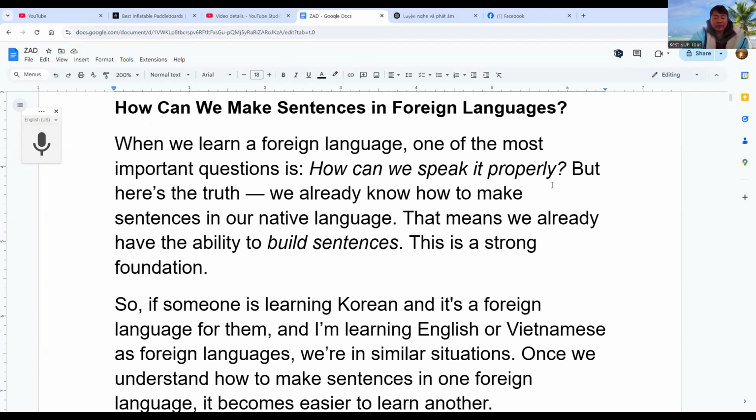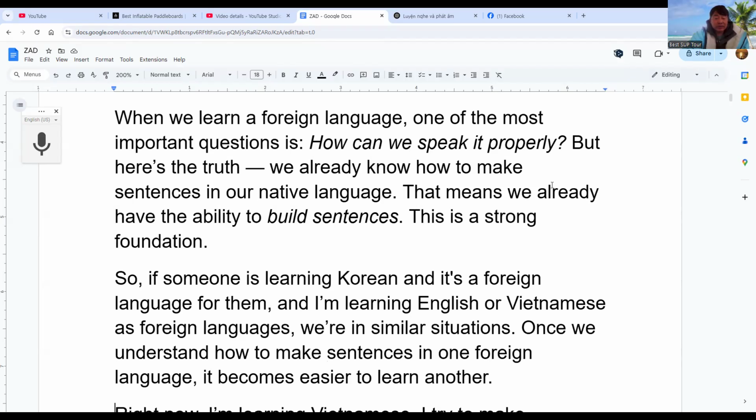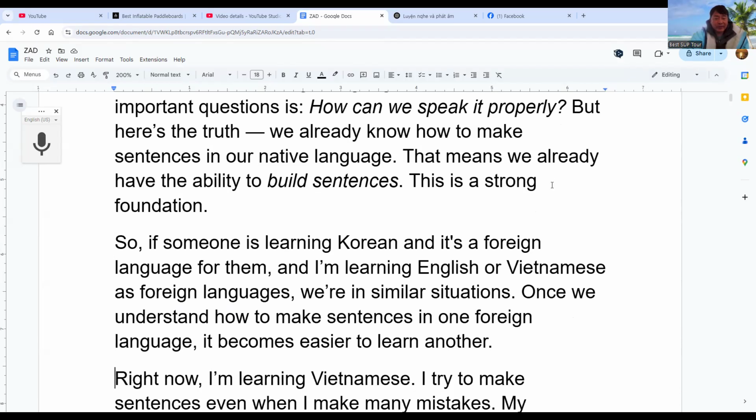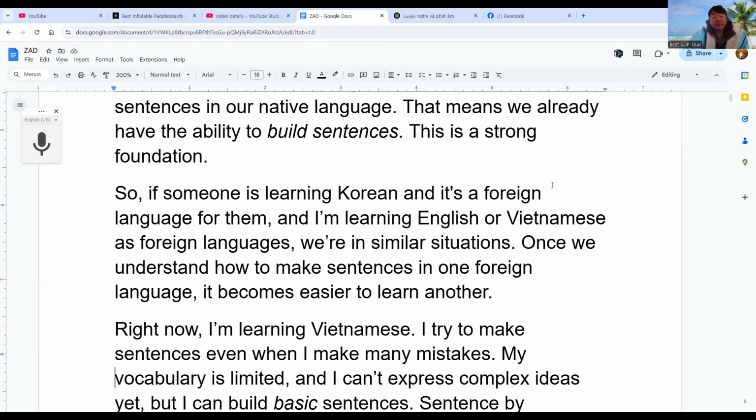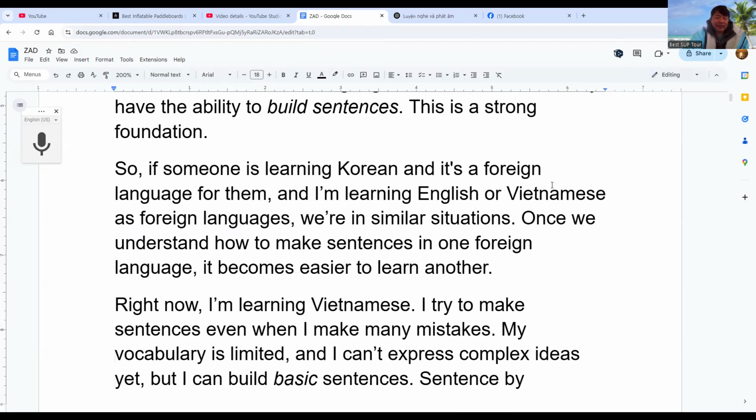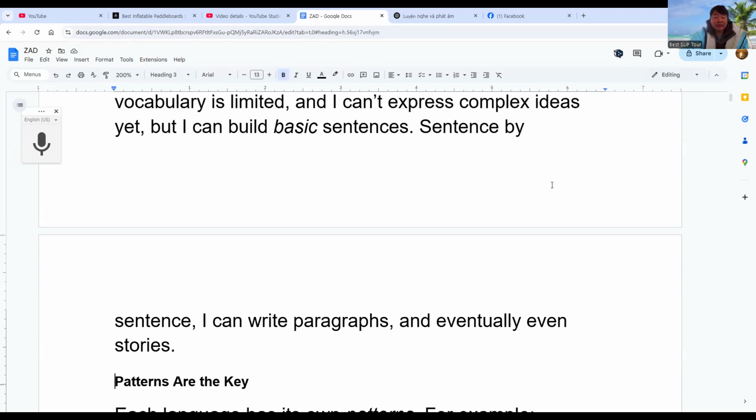So, someone learning Korean, it's a foreign language for them, and I'm learning English or Vietnamese as foreign languages, we are in a similar situation. Once we understand how to make sentences in one foreign language, it becomes easier to learn another. Like now I'm learning Vietnamese, I try to make sentences even when I make many mistakes. My vocabulary is limited and I can't express complex ideas yet, but I can build basic sentences one by one. I can write paragraphs, eventually even stories.